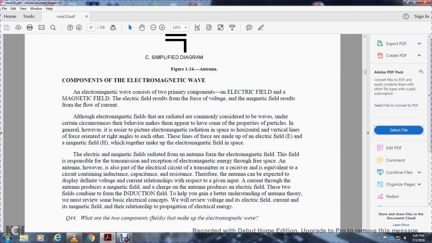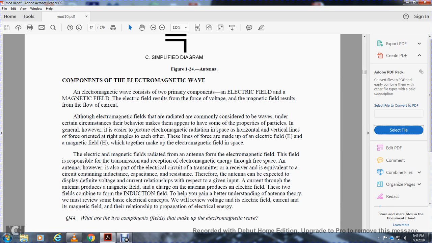However, the antenna is also part of the electric circuit of the transmitter or receiver, equivalent to a circuit containing inductance, capacitance, and resistance. Therefore, the antenna can be expected to display a definite voltage-current relationship with respect to a given input. The current through the antenna produces the magnetic field. The charge on the antenna produces the electric field. The two fields combine to form the induction field.